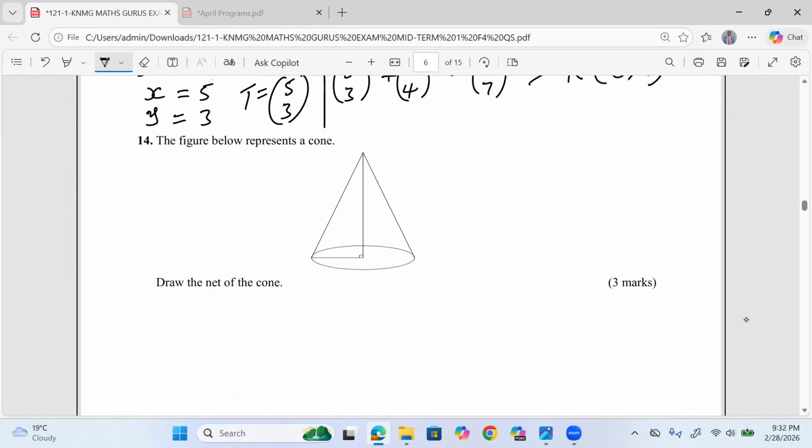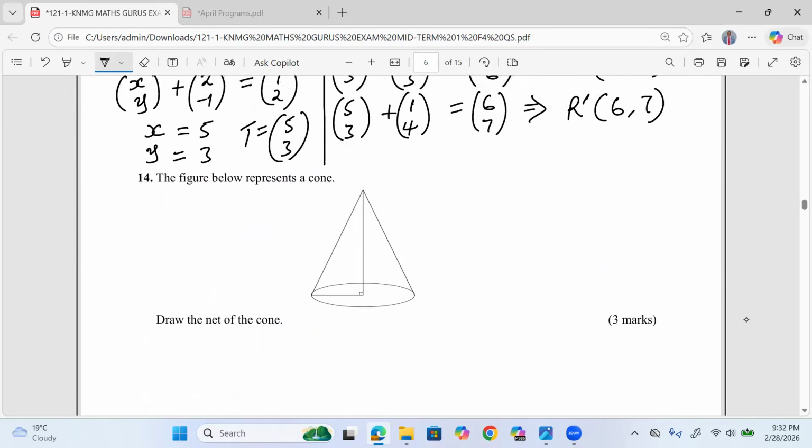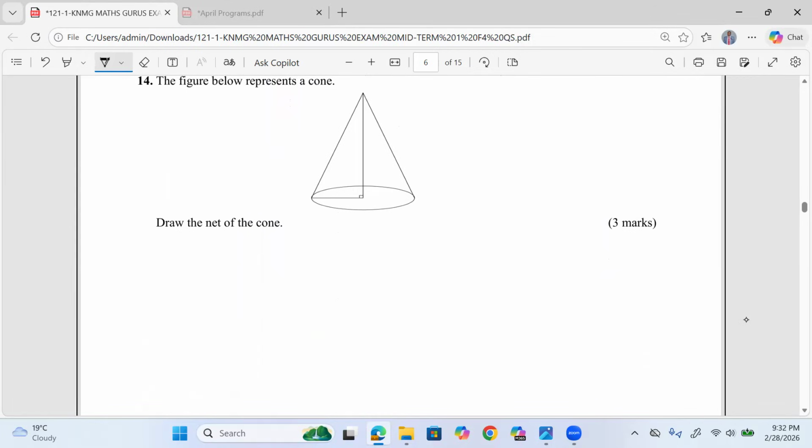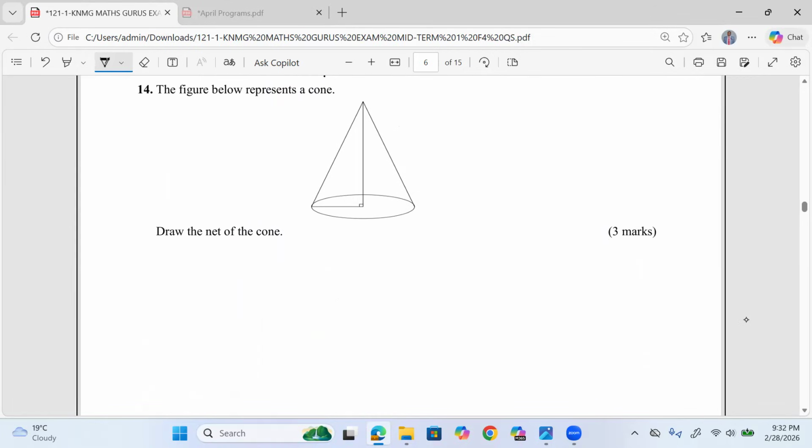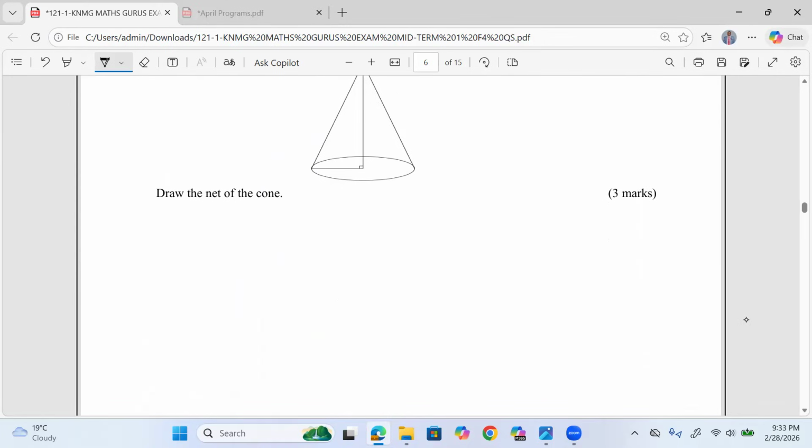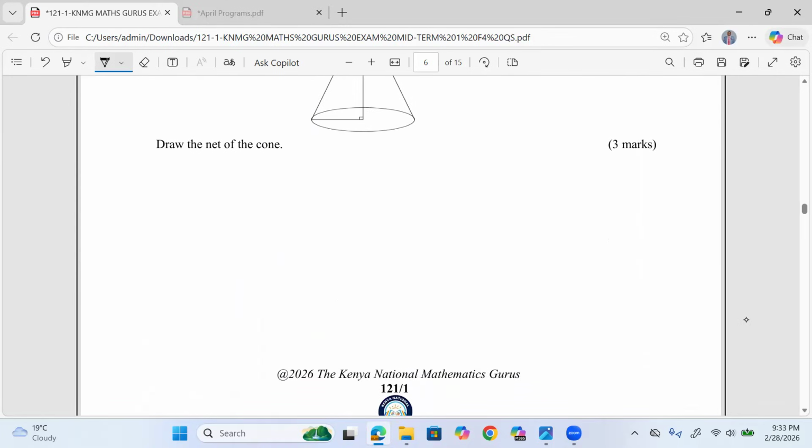Number 14, ladies and gentlemen, number 14. The figure below represents a cone. You can see a cone. Draw the net of the cone. One thing that you're supposed to know is that a cone is just a folded sector. And if it's a closed cone with another surface, then we introduce the circular part. So we'll say that the curved part can be opened out to a sector. We open it out to a sector like that.